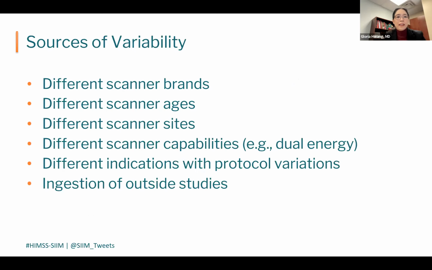So some of the complexity is self-inflicted. Just as Mark said, different scanner brands, different scanner ages, different scanner sites. Organically, things just got named what they got named. With dual energy, there are different scanner capabilities, and that introduced some variability. And then the way we protocol, there were different indications, which would lead to different series being generated. Those are all technically controllable within our institution. What we can't control is that we also ingest several outside organizations' exams, and whatever their series names are in DICOM field 0008,103E shows up in our series description in our system.